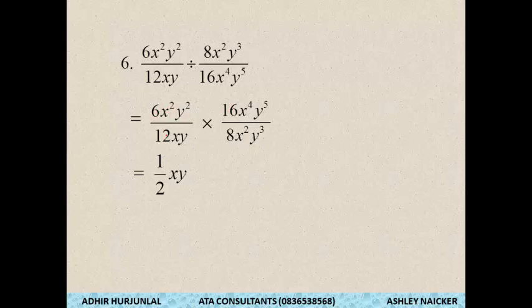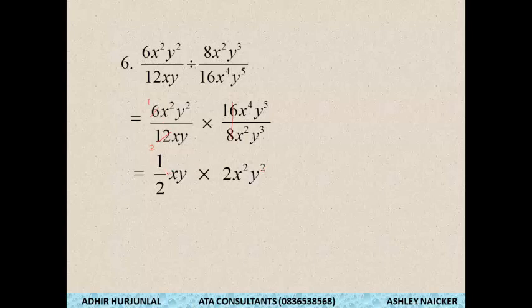6 and 12. 6 can go into 6 one time. 6 can go into 12 two times. That's where I get the half from. X squared divided by x is x. Y squared divided by y is y. Multiplied by. I go across here. 16 divided by 8 is 2. X to the 4, x squared is x squared. Y to the 5 divided by y cubed is y to the 5 minus 3, which is equal to 2.